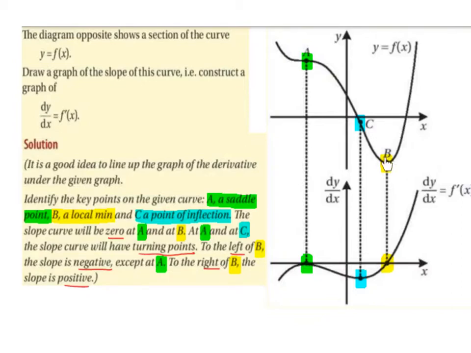To the left of B, the slope is negative. So to the left of B, we have a negative slope. It's going downwards, except at A. At A, we have a horizontal line, a slope of 0. And to the right of B, the slope is positive. So the slope is going upwards to the right of B.